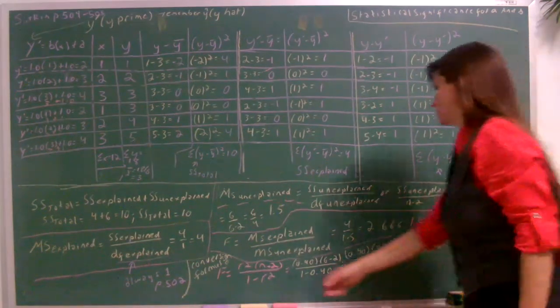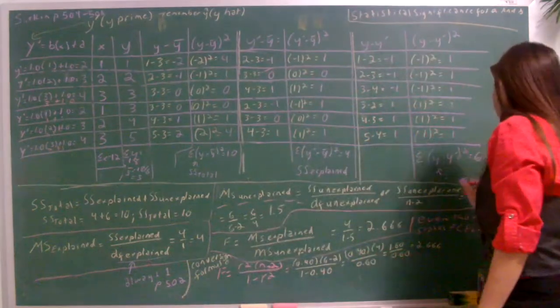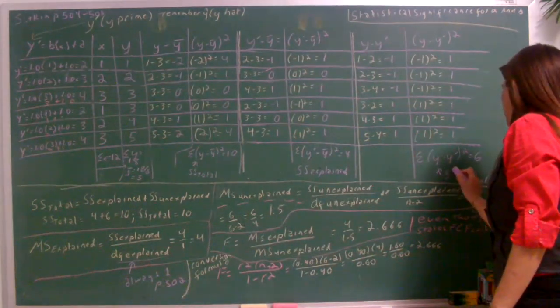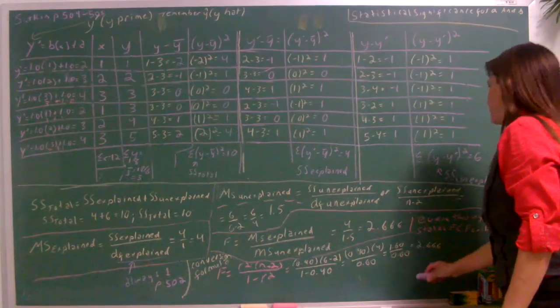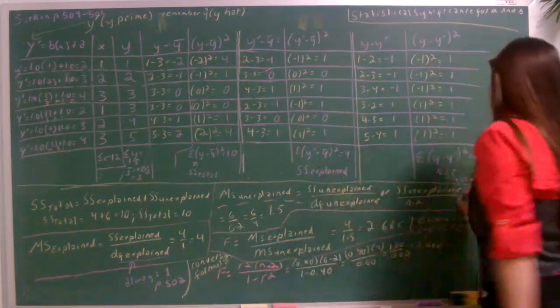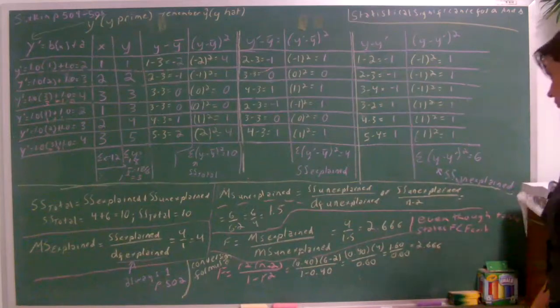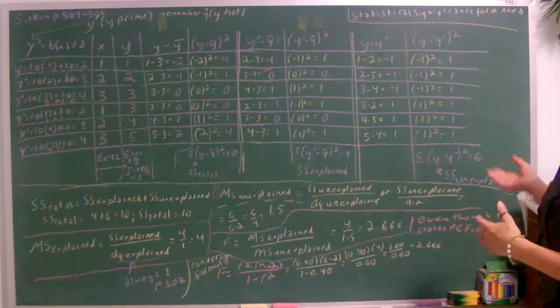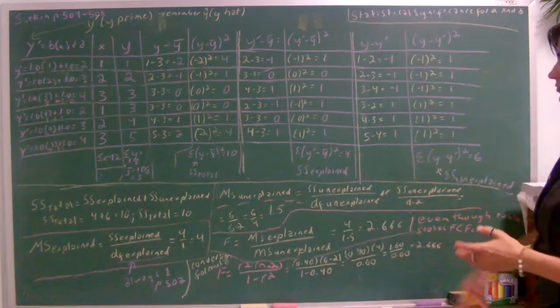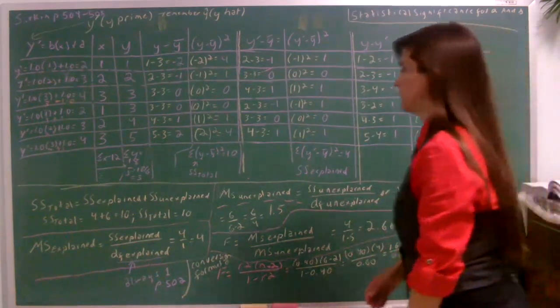So this is your sum squared explained. This is your sum squared unexplained, because that was your sum squared explained. So this is your unexplained. Okay, what we're going to do next is put all these answers together and figure out the next part of your circuit.